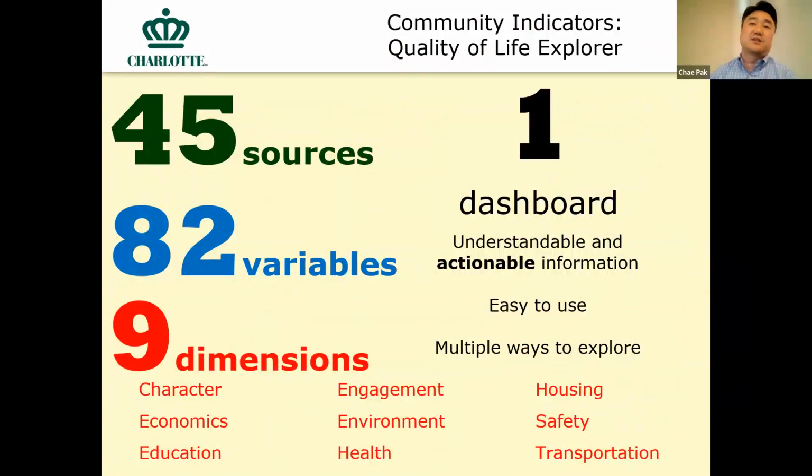So this is a sort of summary of the current quality of life study. It shows 82 variables from 45 different data sources. We grouped them into 9 dimensions, and we display them all in one dashboard platform, which is easy to use, and it provides multiple ways to explore.